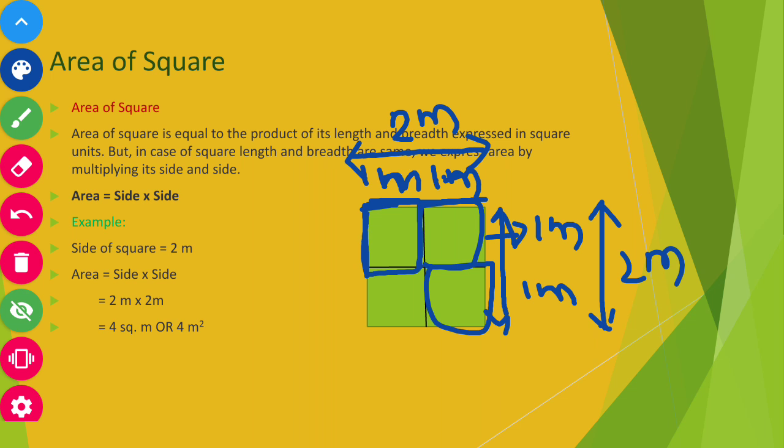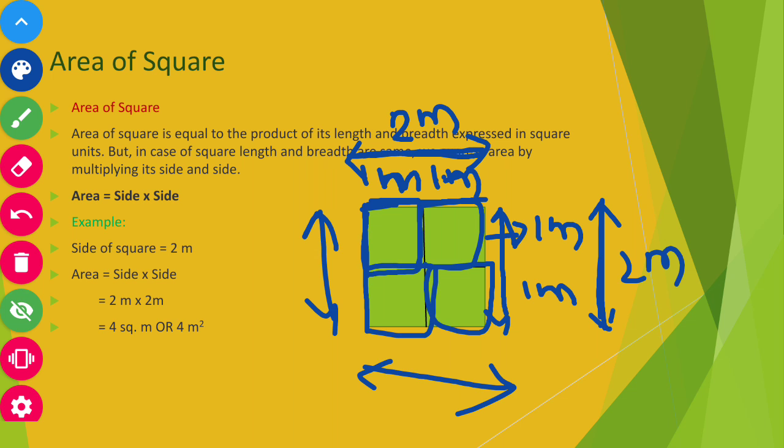As I said, a square has equal sides, isn't it? The length of the sides of the square will be equal. So here it is 2 meters, and here also it is 2 meters. Here also it is 2 meters. Here also it is 2 meters. So how many squares do you need to place here?